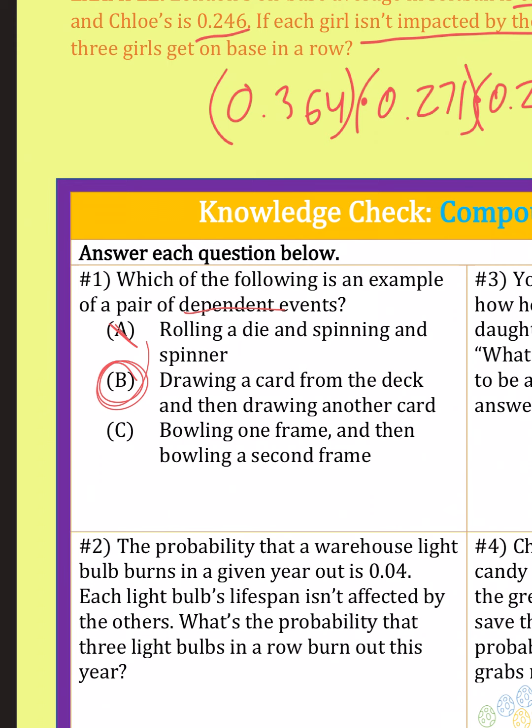And then, letter C, bowling one frame, then bowling a second frame. Well, if it was just one time up and then you finish the frame, that would matter. But if you bowl a frame in bowling, you get 2 chances. They actually reset the pins. So no, you'd still have 10 pins to go from. So no, that actually would not impact each other.